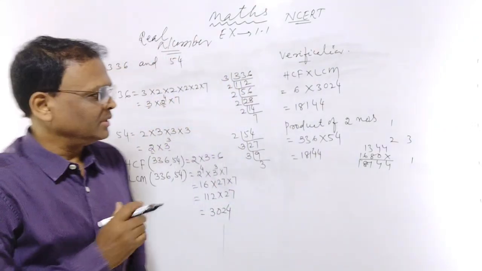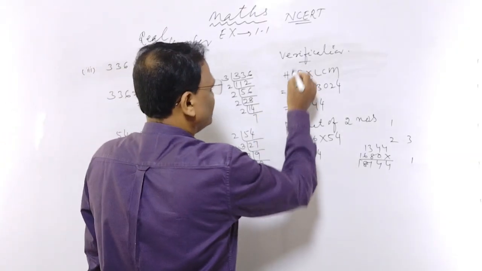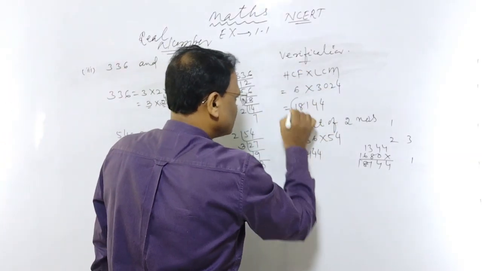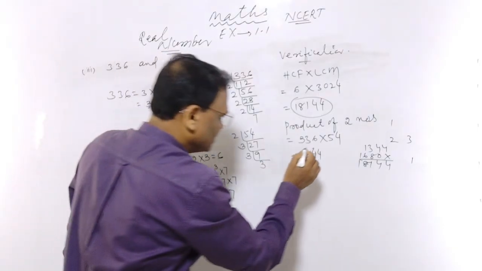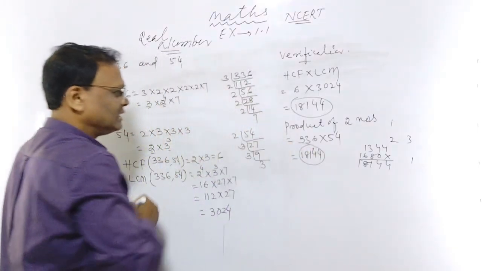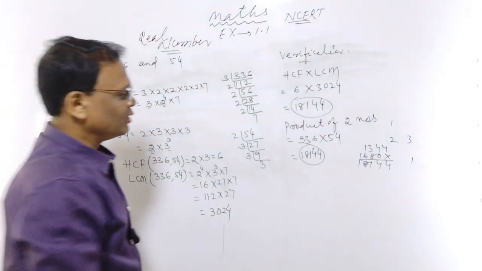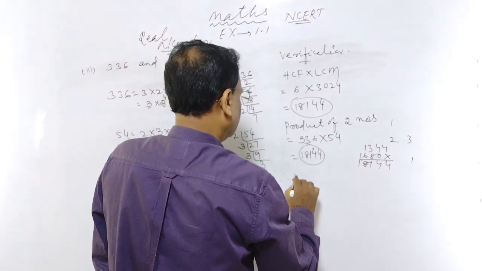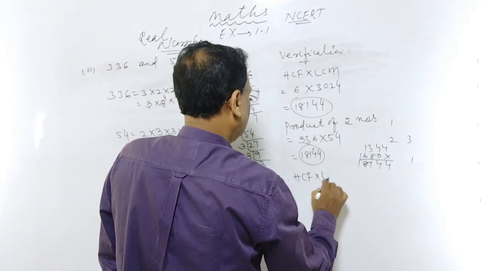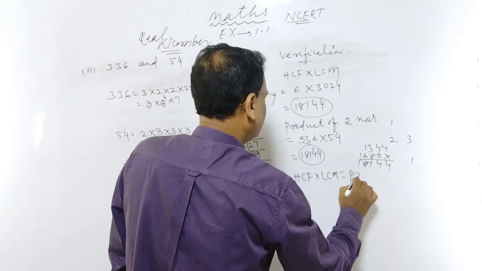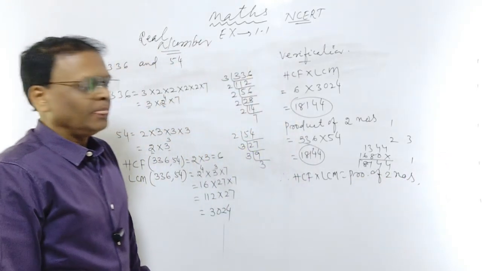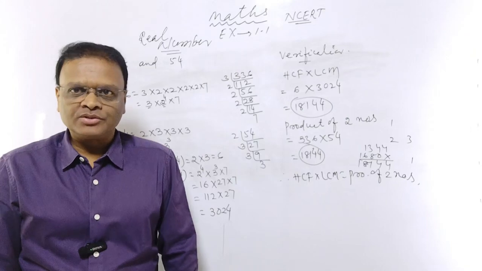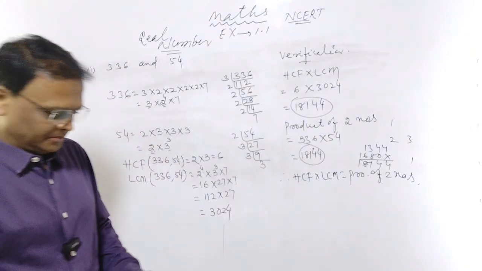The given two numbers I multiplied. Now check it. HCF into LCM answer is 181.44. Product of two numbers answer is 181.44. Hence it's proved. Therefore HCF into LCM is equals to product of two given numbers. Over. Second question finished.